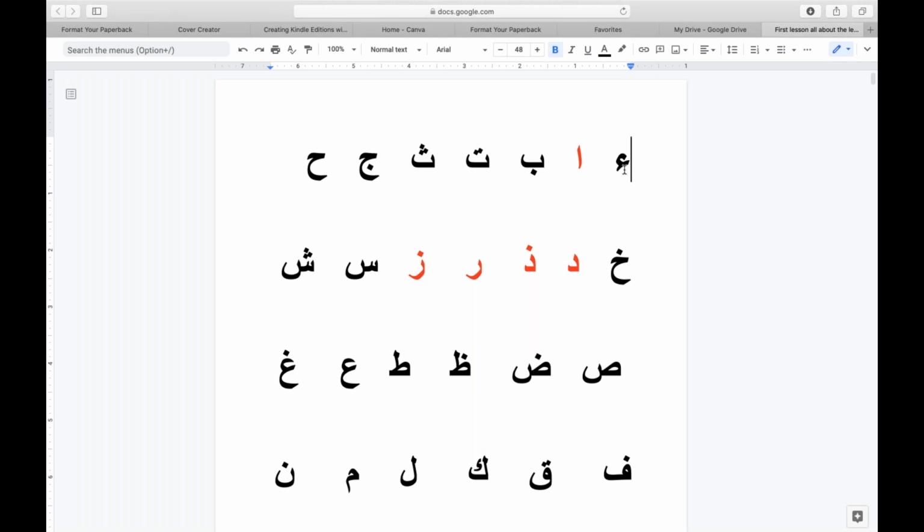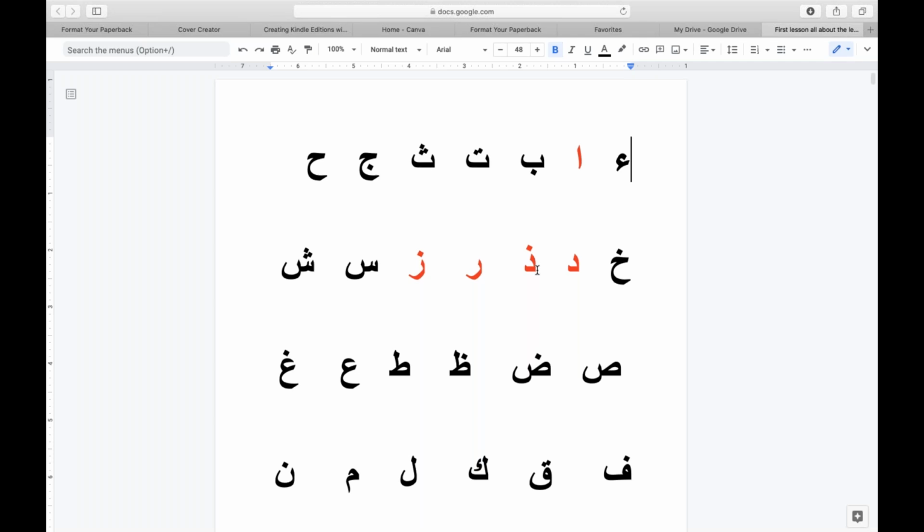So I'm going to say the letter name, then the letter's sound, okay? Hamza, alif, ba, ta, tha. And tha is like in theater, like in theory, okay? Because some students mix tha with that.